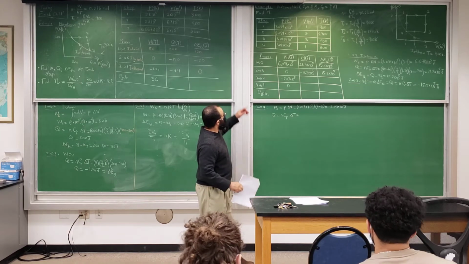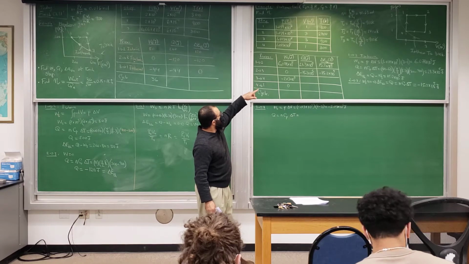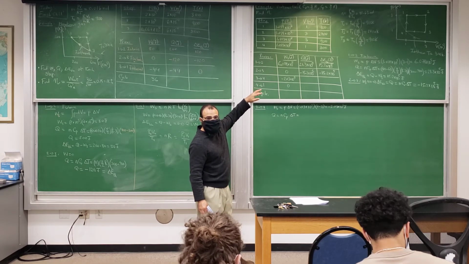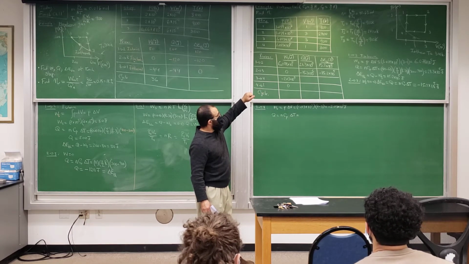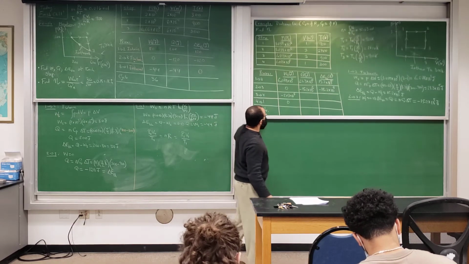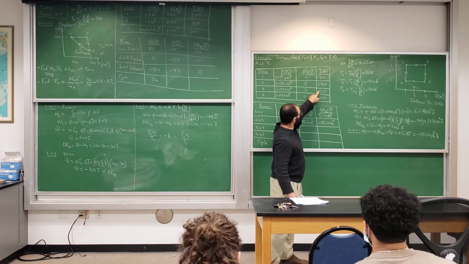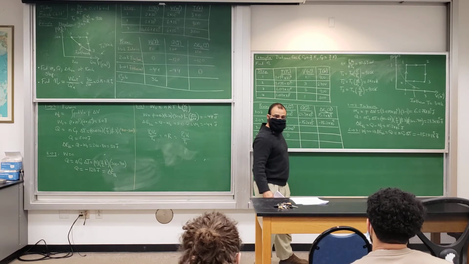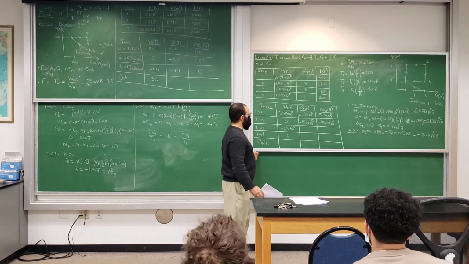What happened to the pressure at 3 versus 4, or 4 versus 3? It dropped, right? It went from 900 to 300. So Q will be negative. It will be minus.